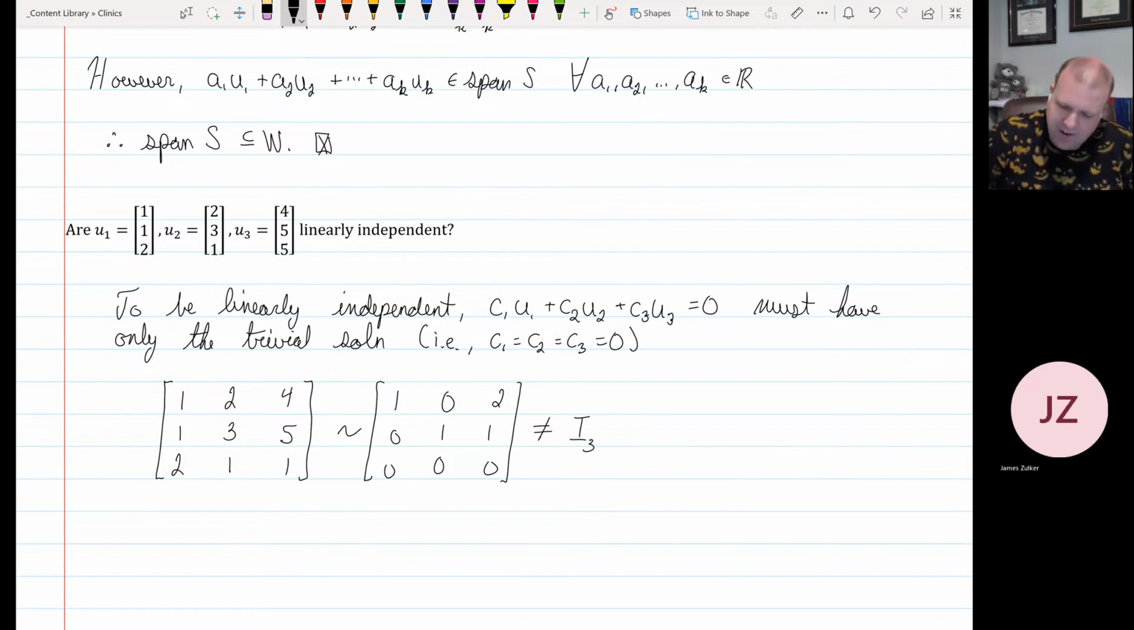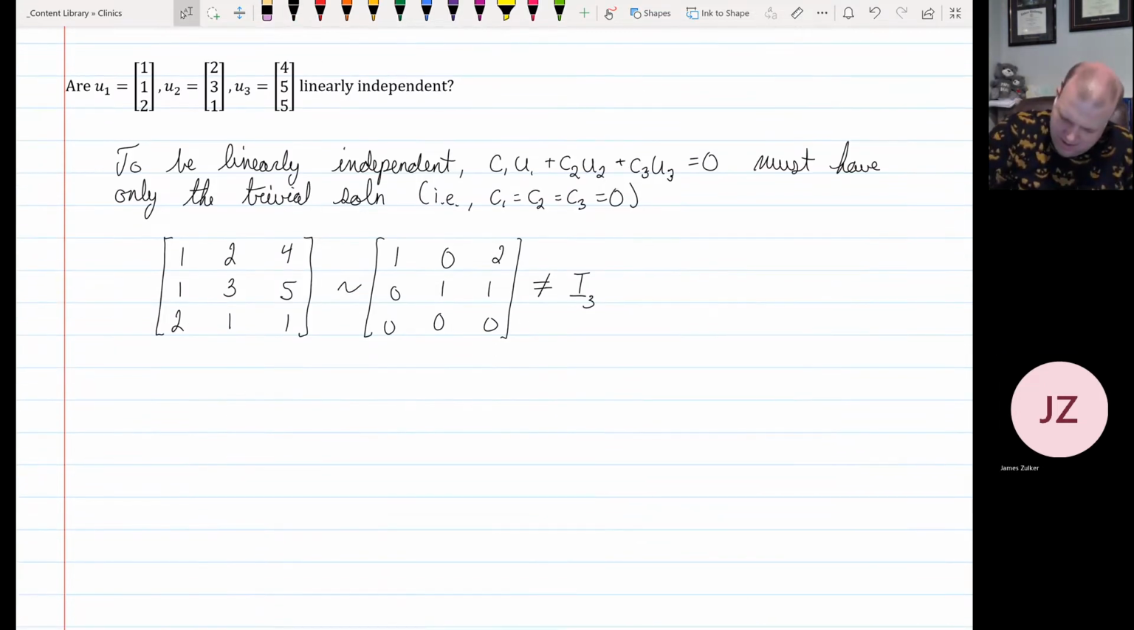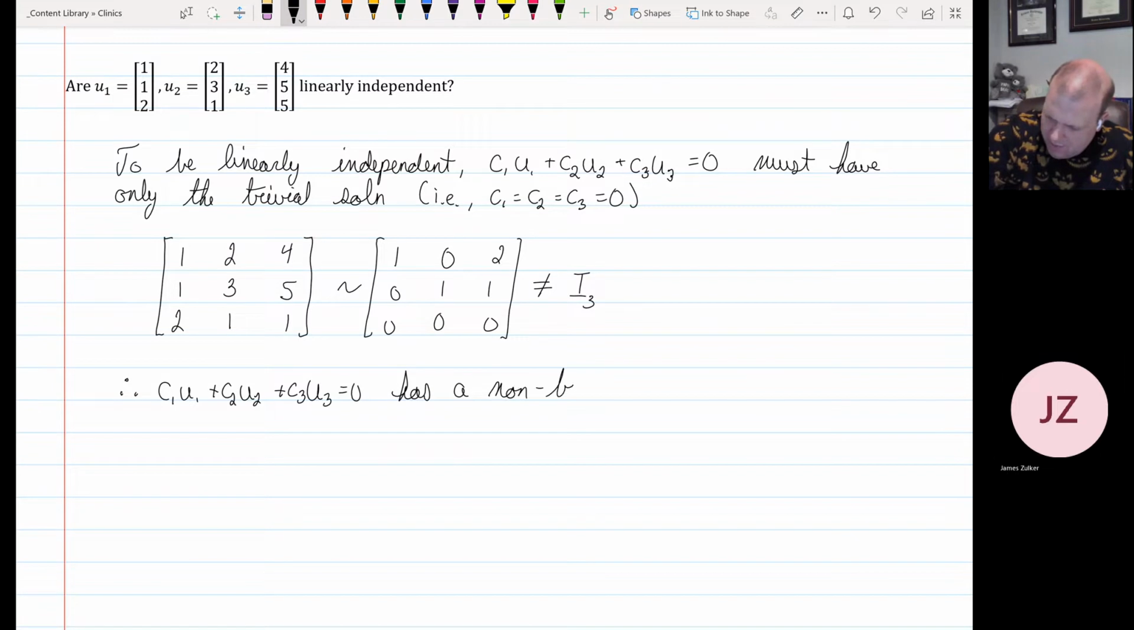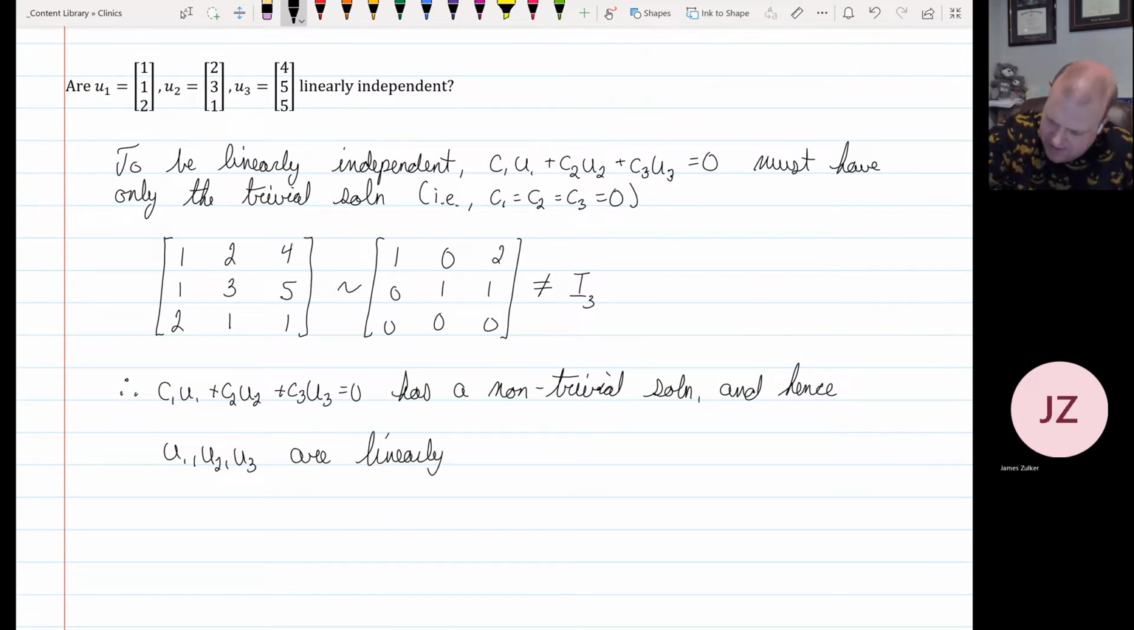This is not the 3 by 3 identity. This means that this system has a non-trivial solution. And hence, U1, U2, U3 are linearly dependent, meaning that you can write one as a linear combination of the others.